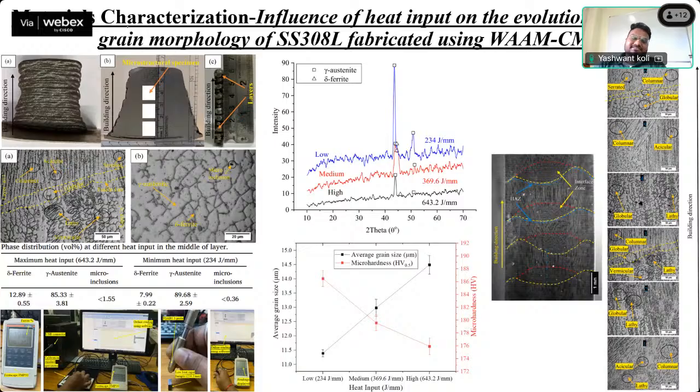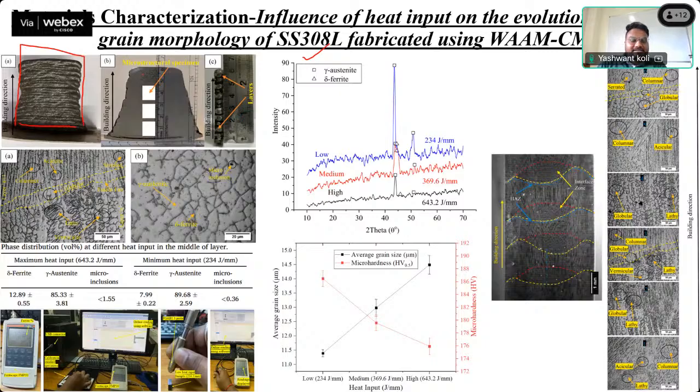So Materials Characterization is a very good journal. We have published a paper titled Influence of Heat Input on the Evolution of Delta Ferrite Grain Morphology of Stainless Steel SS308L fabricated using WAAM CMT. In the previous paper I was discussing aluminium alloys, and this paper is with stainless steel. The similar thing we have done: layering of multiple layers in the single wall structure and then extracting the samples, and then after the microstructural extraction, you can see.